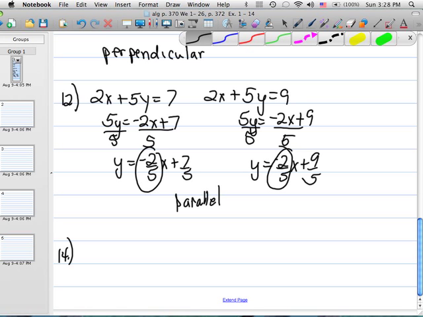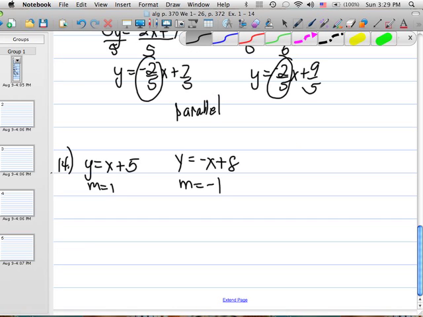Problem number 14, we get y equals x plus 5. Slope here is 1. And the second one is y equals, I'm going to turn that around, negative x plus 8, and the slope is negative 1. So they are reciprocals of each other, so they are perpendicular. They're negative reciprocals.